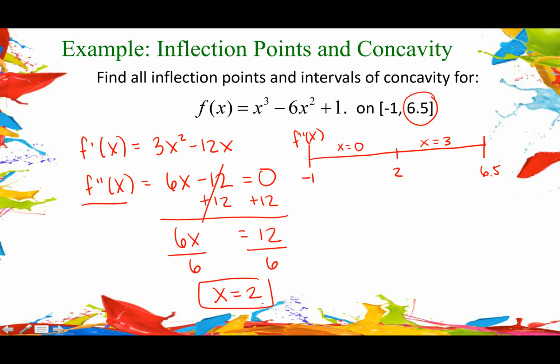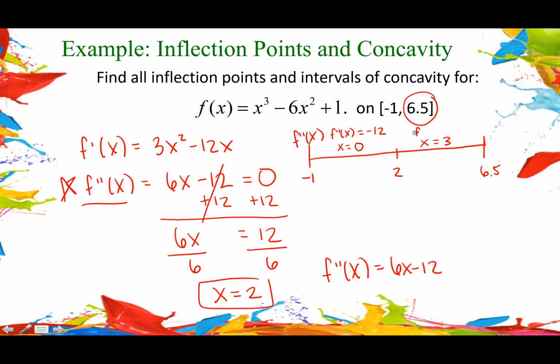Where do I plug that into? I plug that into the second derivative. As a reminder, my second derivative I found to be 6x minus 12. So let's go ahead and plug 0 into our second derivative. That becomes 6 times 0 minus 12. So we get f double prime of x is equal to -12.